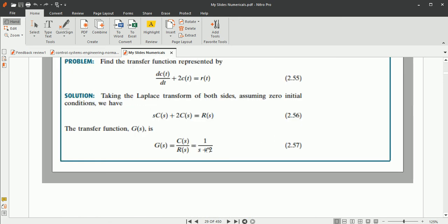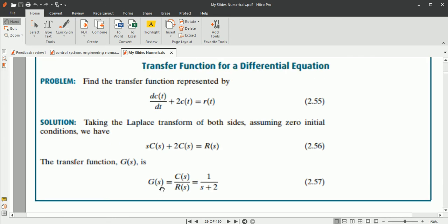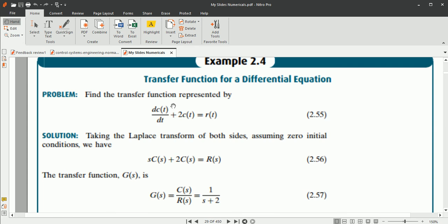Previous question. Yes, this is G of s. You got it from this differential equation. Yes, this is your differential equation. This is given to you. You have modeled a system, and the question is to find the transfer function represented by this. G of s is the transfer function. Transfer function means output over input in the frequency domain, not in the time domain. So you have to convert this t domain into the s domain.